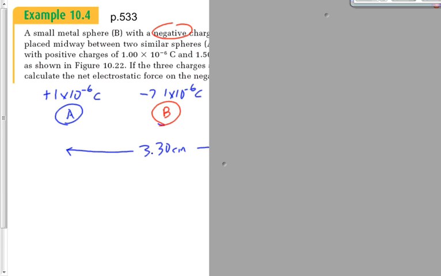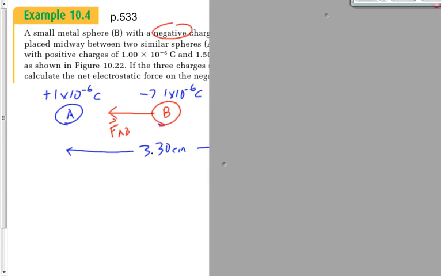So let's look at my fists here. Object A, object B. If they're attracted to each other, which way does B go as a result of that attraction to A? Towards A. It goes to the left, right? So we're going to say the force of A on B is to the left. B is pulled towards A.